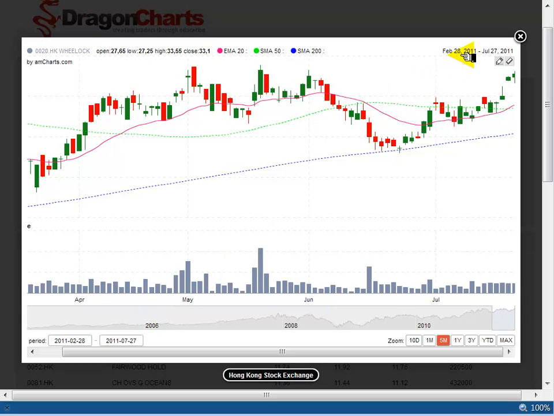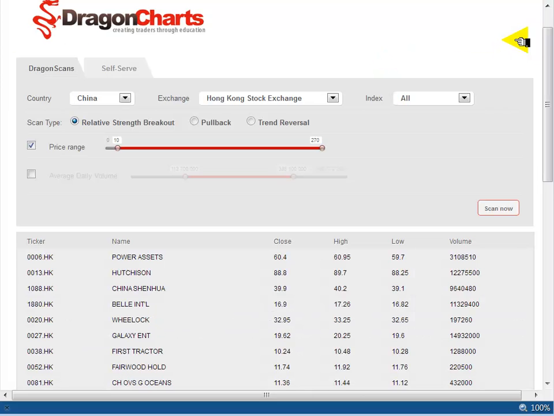And you can see here the stock that I just happened to pull up is Wheelock. Notice how this is poised to break out above consolidation, a break out above resistance. The horizontal line here represents the resistance level. So the stock's poised to break out. That's just an example of the relative strength breakout.